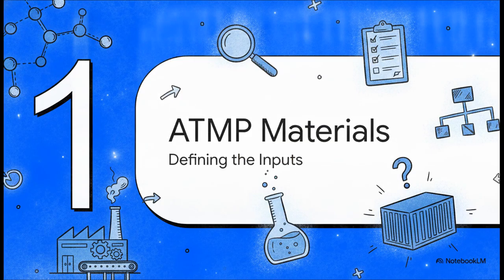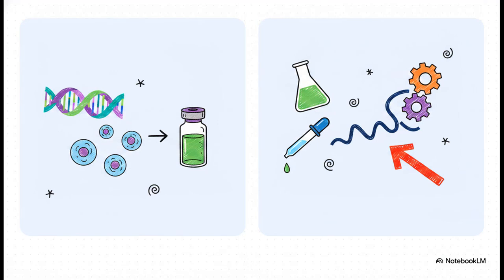Let's kick things off with Section 1, defining ATMP materials. Before we can source anything, we need to know exactly what we're looking for. Think of ATMP inputs in two main buckets. On one side, you have your starting materials. These are your main biological ingredients, literally the matter from which the active substance is derived.